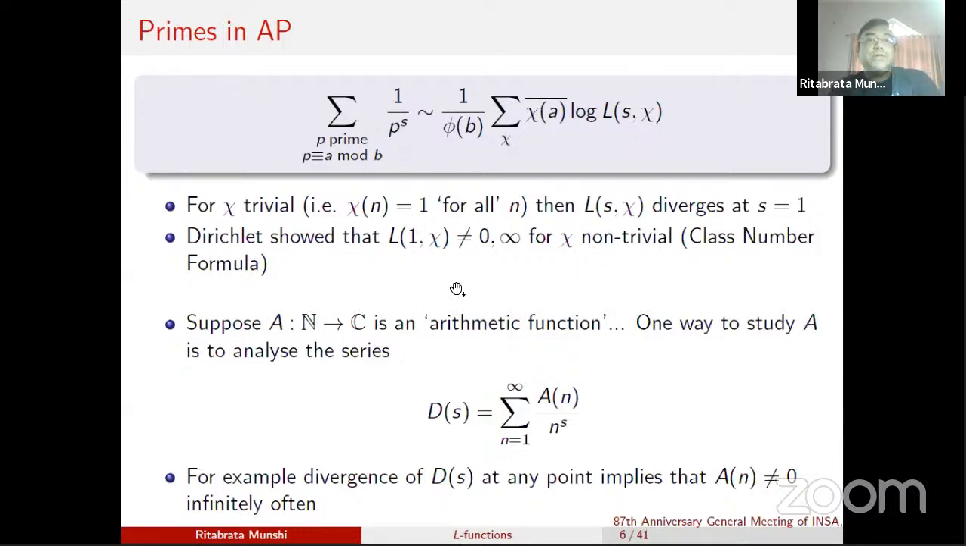Dirichlet showed that if you take a non-trivial character chi, then L(1, chi), so if you plug in s equals 1, is neither 0 nor infinity. So that means log of L(s, chi), or log of L(1, chi), is not infinity. And to prove this, he introduced what's called the class number. And from here, he proved that there are infinitely many primes of the form A plus nB.